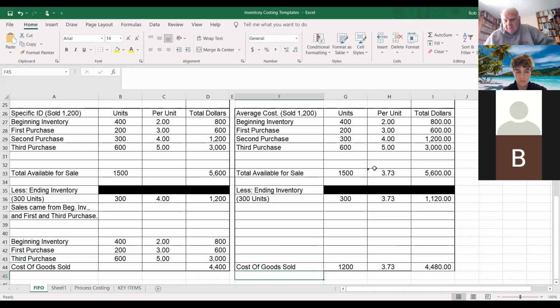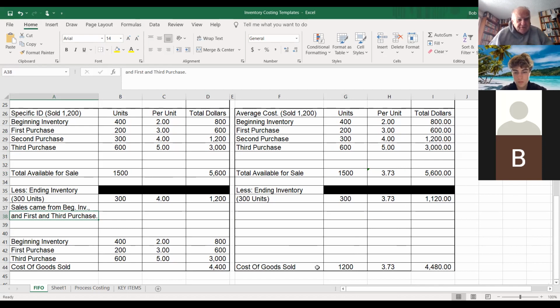Average cost. Our total available is $5,600 divided by 1,500 is $3.73. $3.73 times the 300 in inventory gives you that. $3.73 times what you sold gives you that. So that one's pretty easy. And you'll get the hang of this once you start doing a few problems. I used to like doing this in the workforce back in the day when we did this in pencil. We had a FIFO calculation to be done every month.